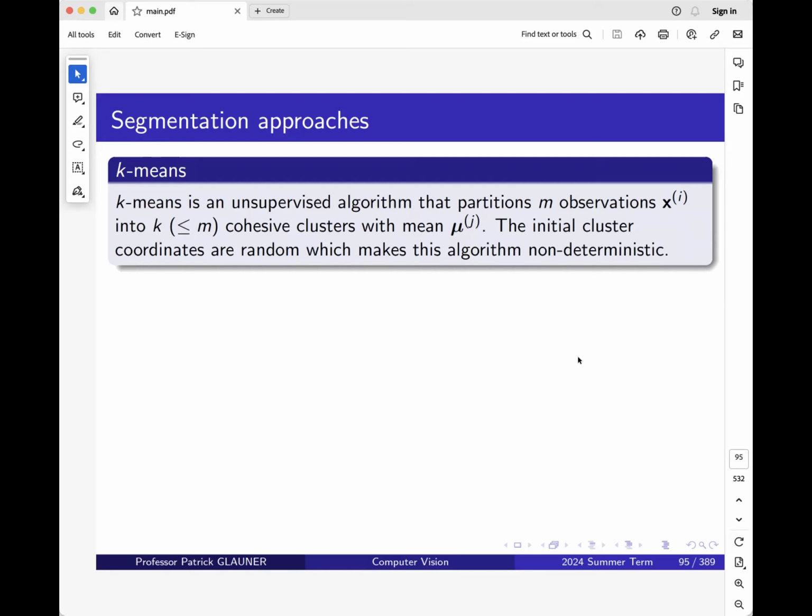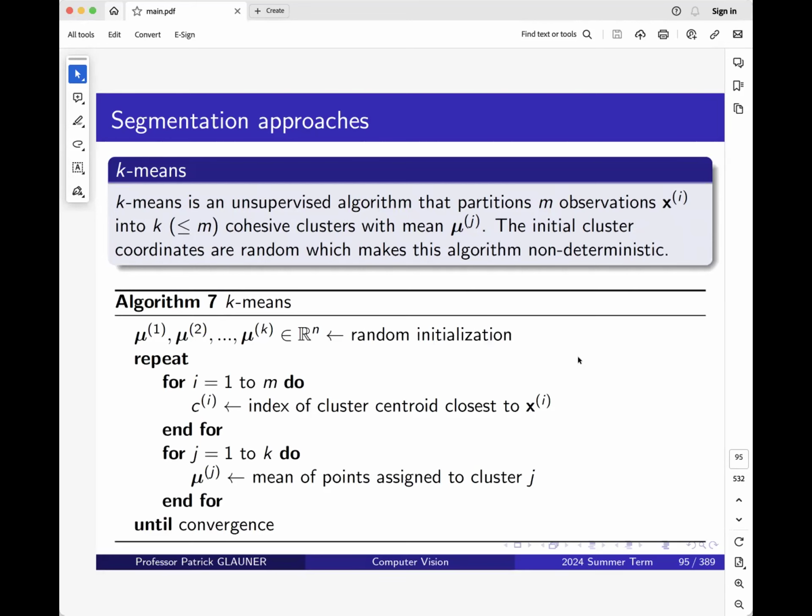And it's very important, it's a non-deterministic algorithm because initially we need to start with the initial coordinates of the clusters, and that's done randomly. So if you run this algorithm on your same data set multiple times, you get different results. I will briefly discuss how that algorithm works, and then we will be discussing the algorithm on a couple of examples, and then we will actually apply it to a vision problem.